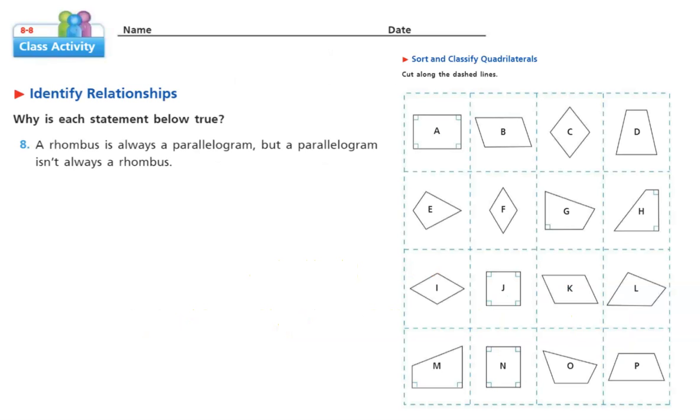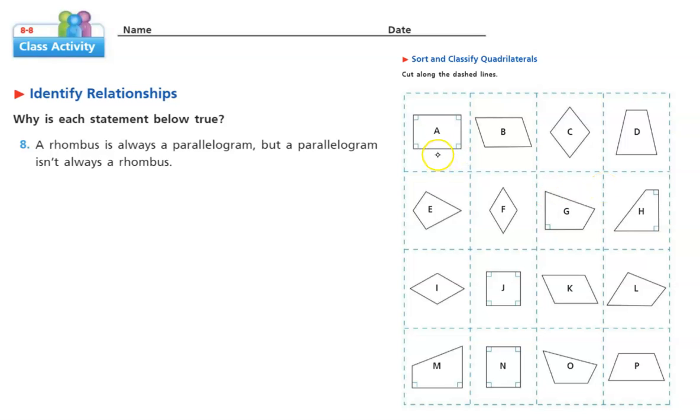So somewhere in your SAB, you've got this little sort and classify quadrilaterals page. And I'm not going to ask you to sort and classify them, but I wanted to at least give you some opportunities to look at this to try to be able to figure out what kinds of quadrilaterals these are. So before I do the stuff on the left, I just want to walk through this one first.